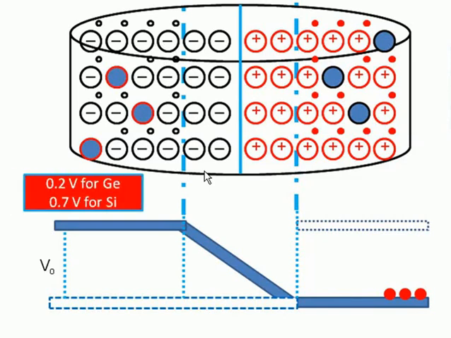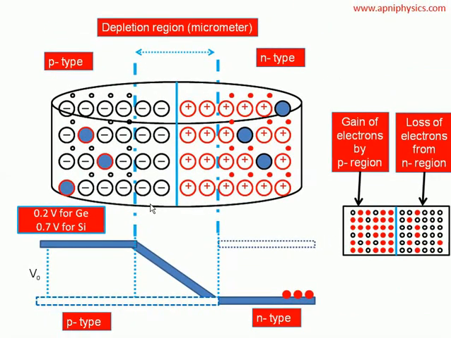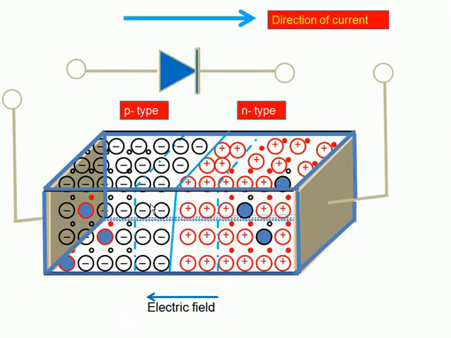So 0.2 volt for germanium and 0.7 volt for silicon, and I have shown here the depletion region, p-type and n-type semiconductor. The basic idea is what happens after the formation of the junction: the p-type side becomes enriched by electrons and the n side loses electrons, and because of that a new situation develops that you can represent by this potential barrier. Now this is the symbol of the p-n junction diode. You see here that p-type is shown by this triangle and the plate is shown by the n-type. Current flows from the p side to the n side.